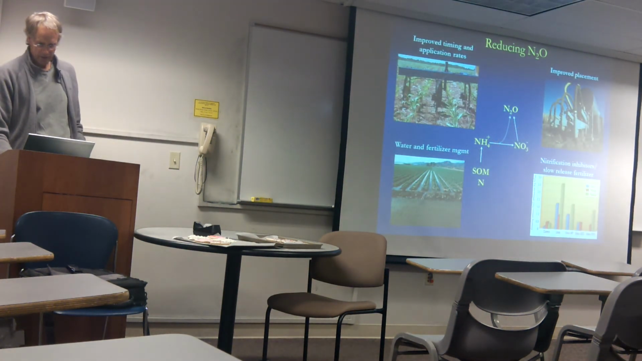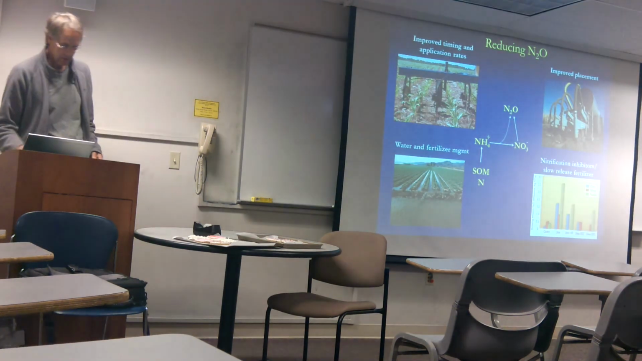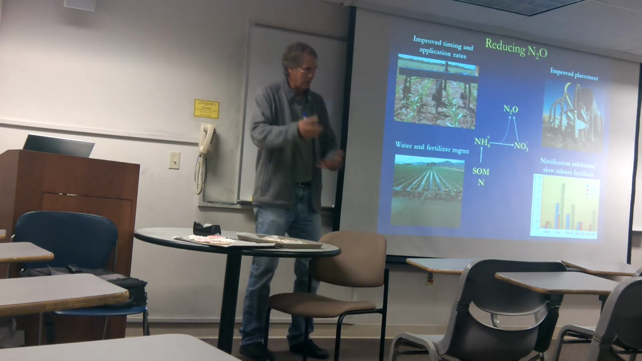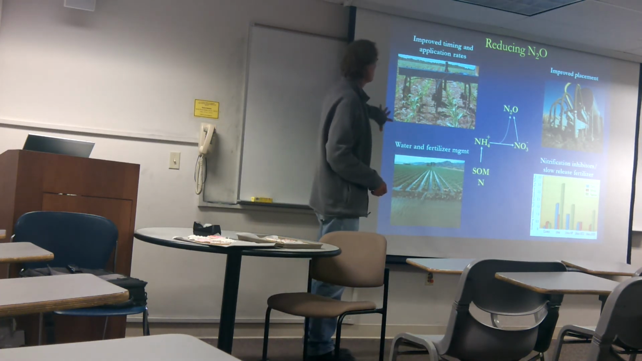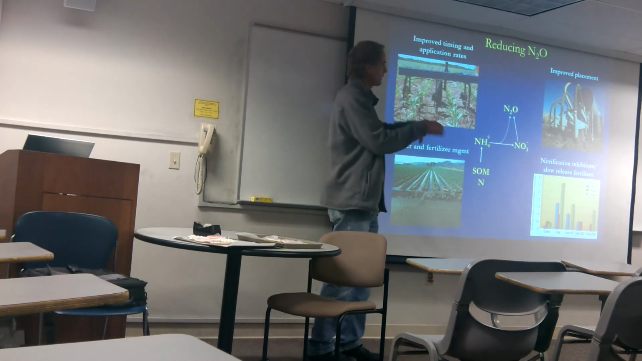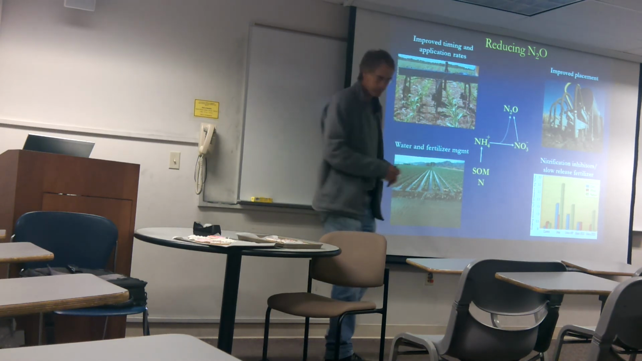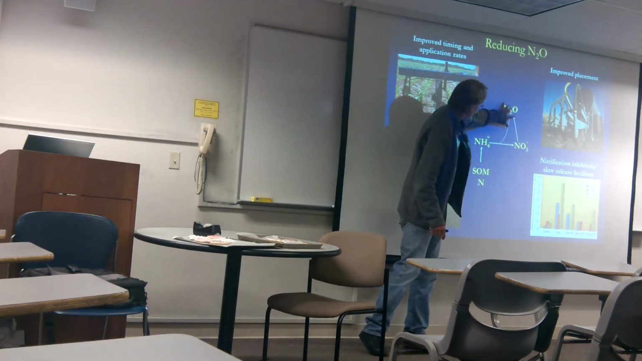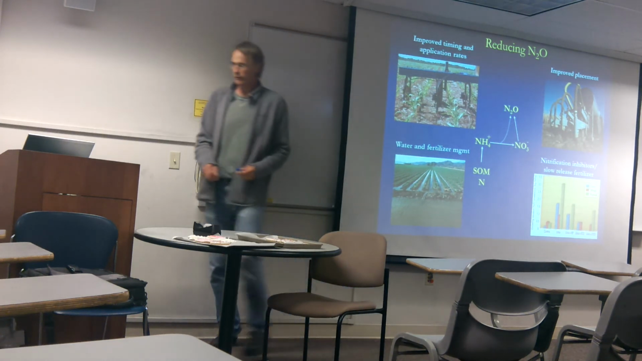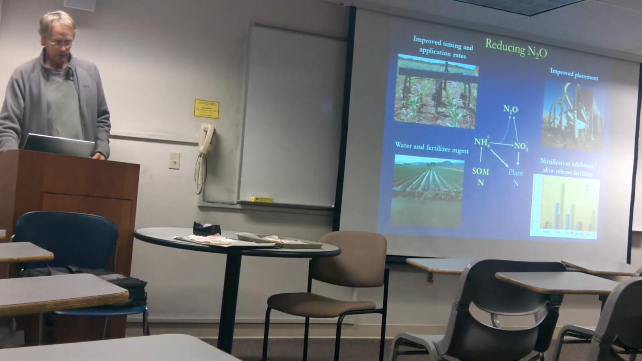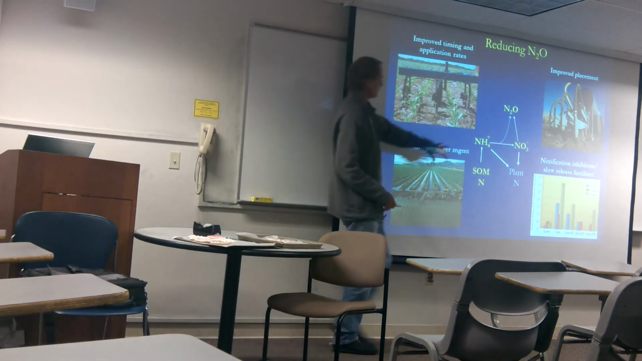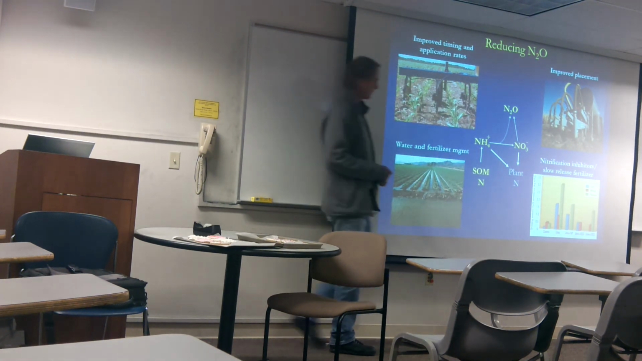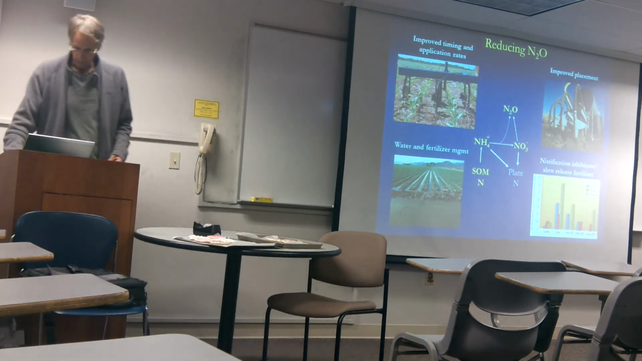Just finally, a couple of things. We talked a little bit about how if you're going to build soil organic matter, you're going to increase inputs or decrease decomposition rates. This is a little bit different. So this is showing: I want to reduce my N2O, what do I do? I've got ammonium and I've got nitrate, and I can get N2O from either of those sources.